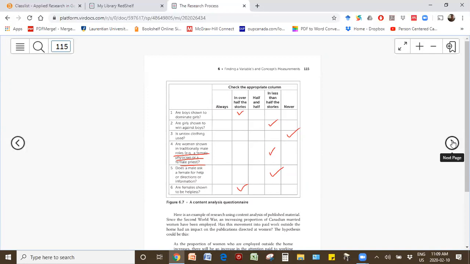So you can do that for movies, you can do that for comic books, you can do that for a bunch of different things. Basically, you can create a content analysis checklist and you can start collecting data.